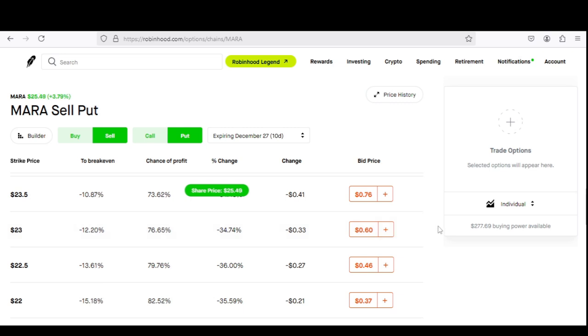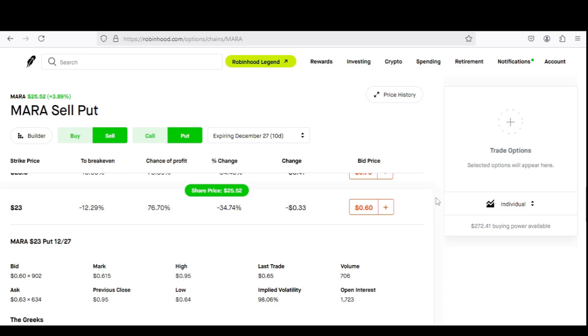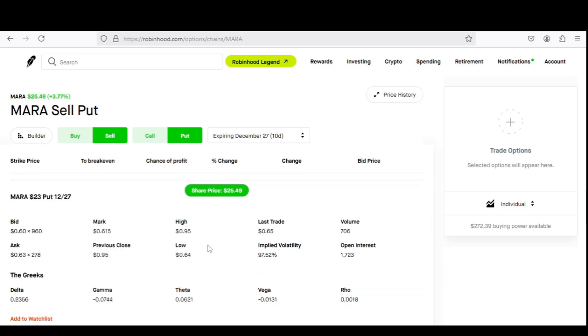Now, there are other factors that go into this. So in order for you to get those, we're going to click into the strike price, and that's going to open up what we call the Greeks. Here we are in the Greeks, and what the Greeks do is give you additional information for you to make an informed decision. So let's go ahead, and we're going to start off with the delta.